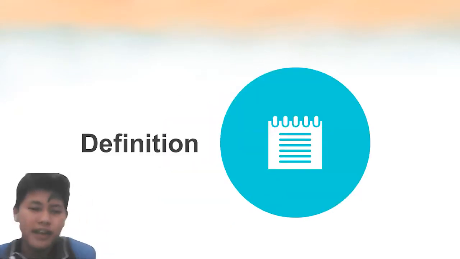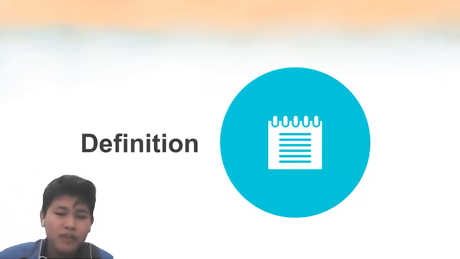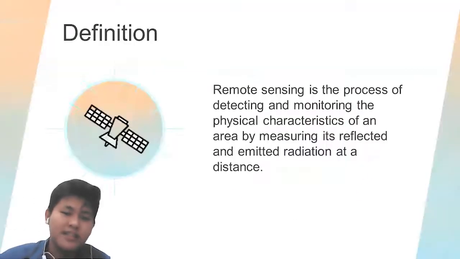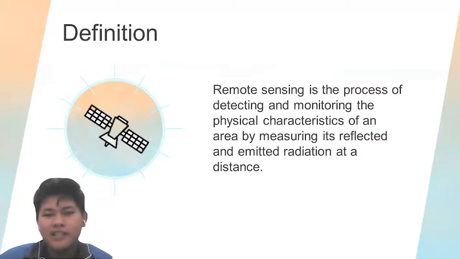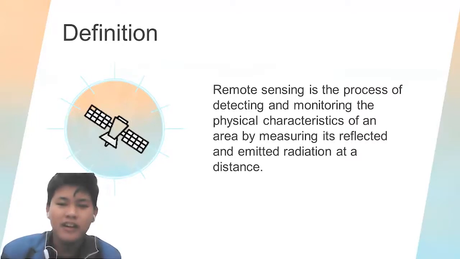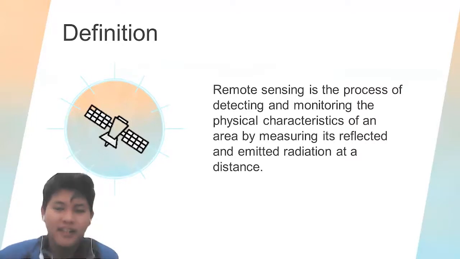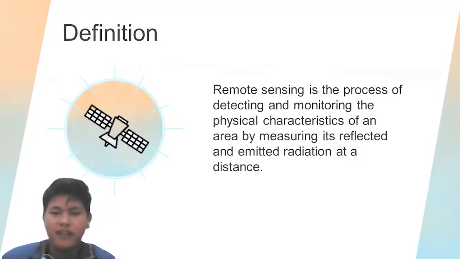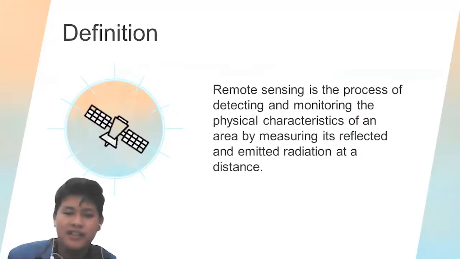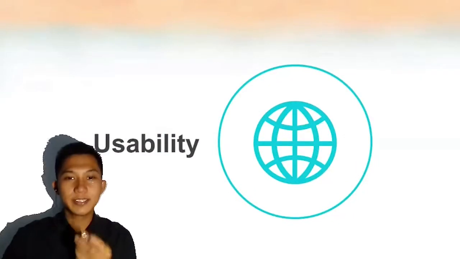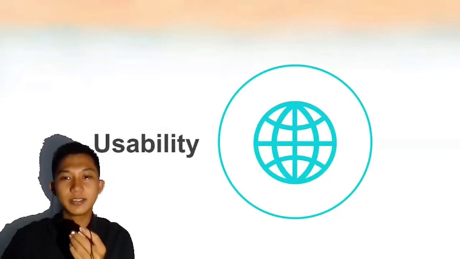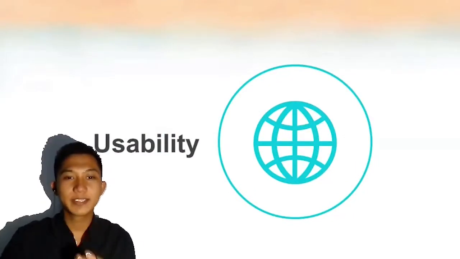Okay, the first topic is definition. I will explain what remote sensing is. Remote sensing is the process of detecting and monitoring the physical characteristics of an area by measuring its reflected and emitted radiation at a distance.